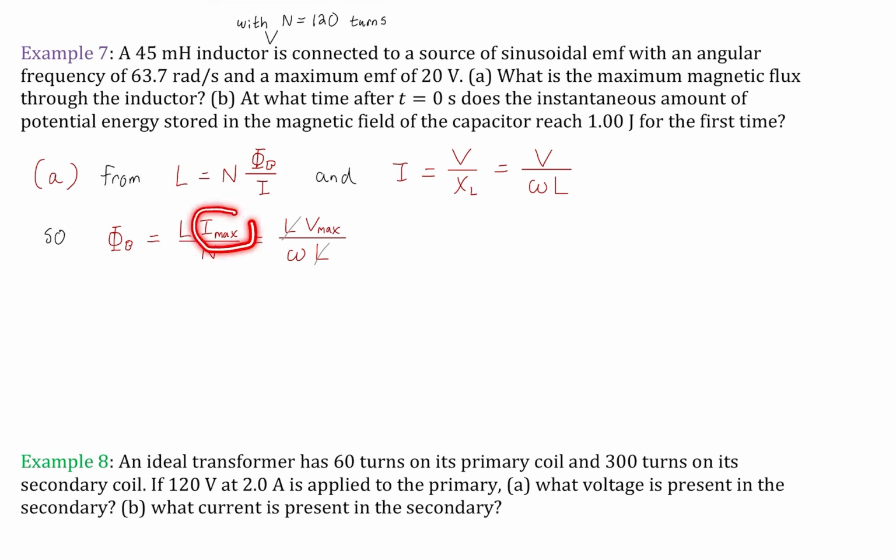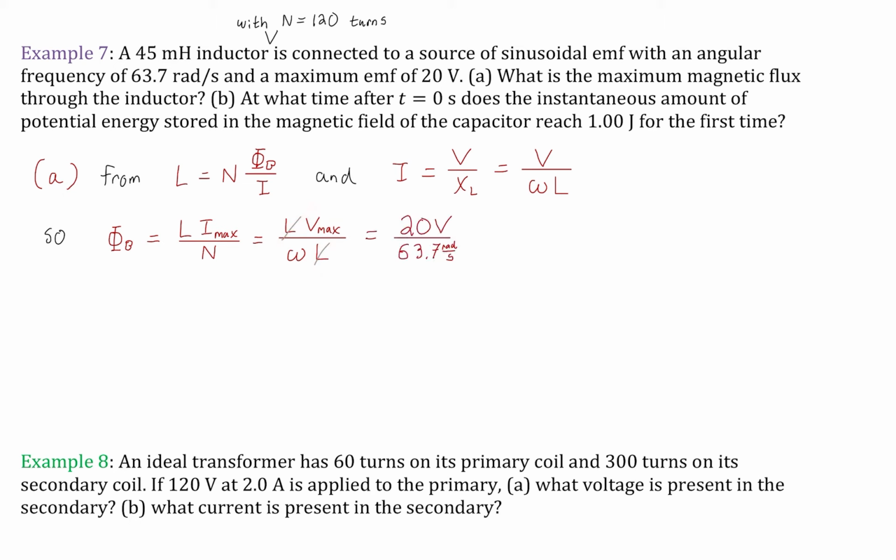And notice here I have I max, right? So I'm just specifying that the current I care about isn't RMS or anything, it's the maximum current. And then I'm going to replace the maximum current with this expression from Ohm's law, and from the definition of inductive reactance. And notice that the actual value of inductance just cancels out, all right?